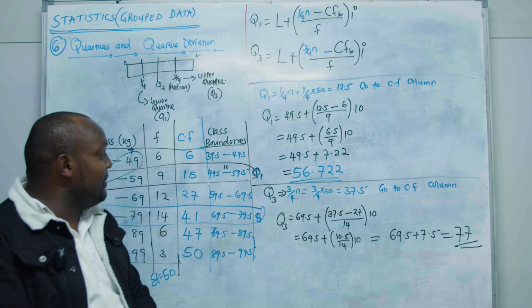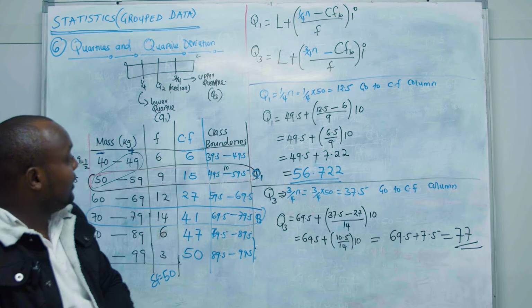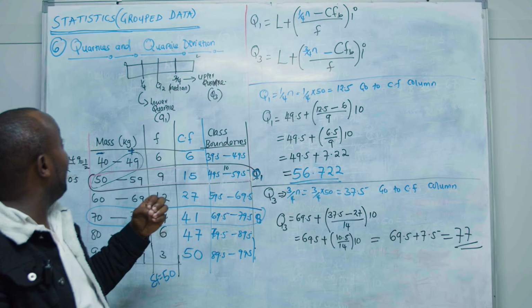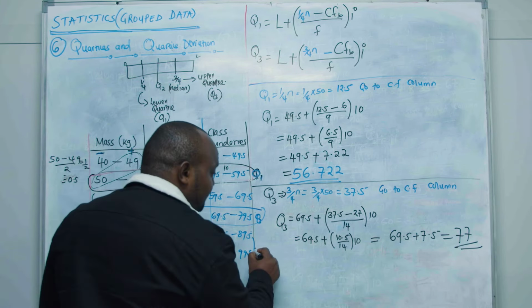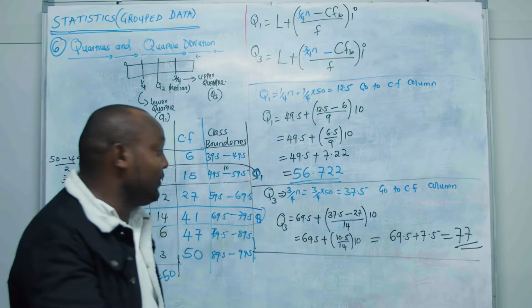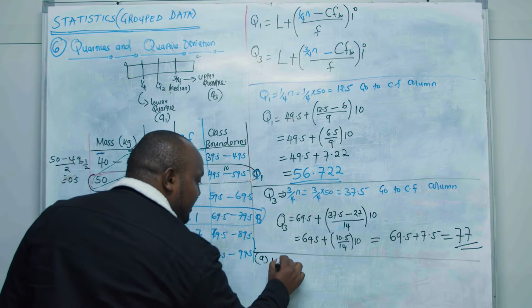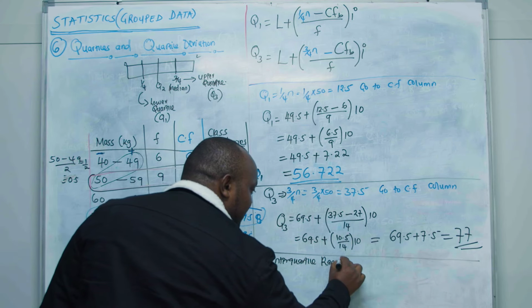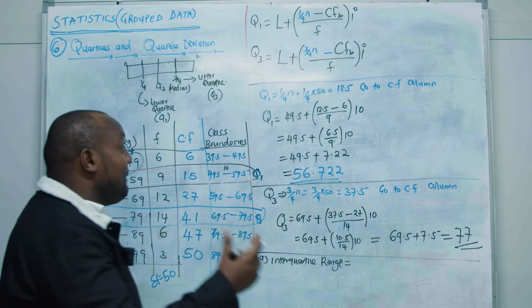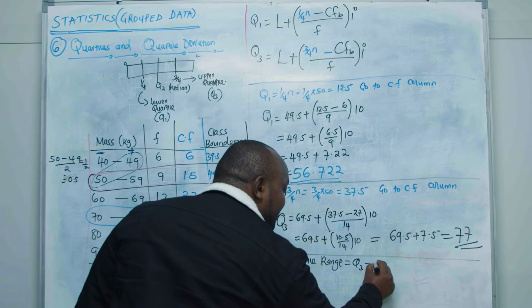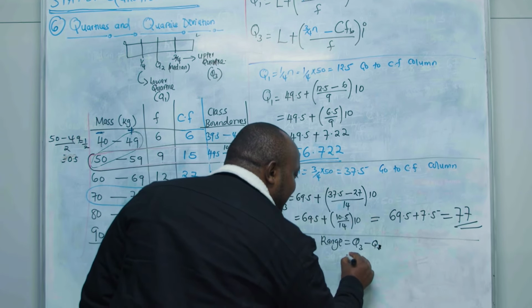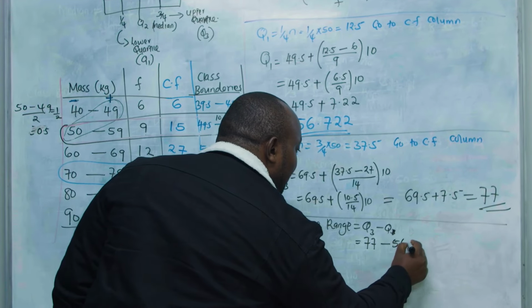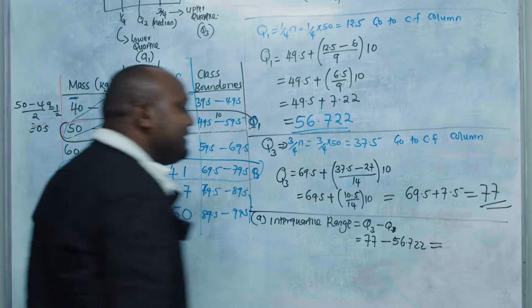So we have gotten our lower quartile and our upper quartile. Someone may ask you now, how do we get the interquartile range? The interquartile range is the difference between the upper quartile and the lower quartile. So the difference is Q3 minus Q1. In this case, it is 77 minus what was our lower quartile? 56.722. You are going to get that one.